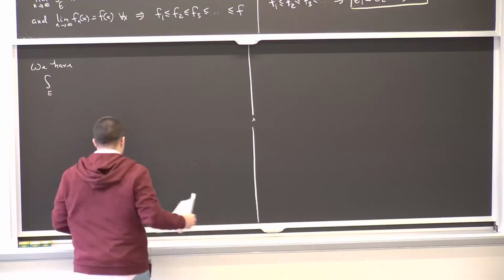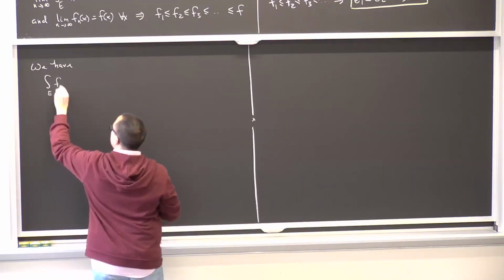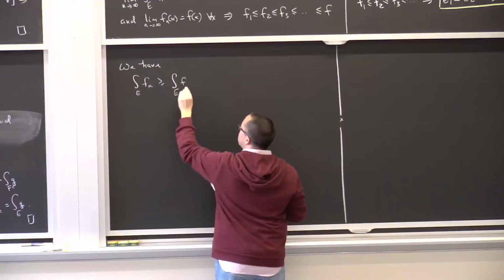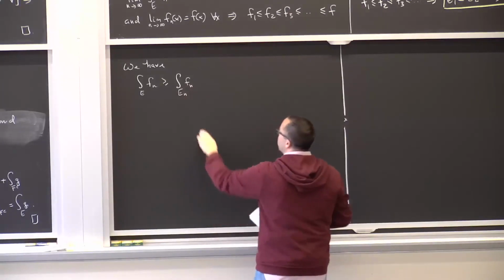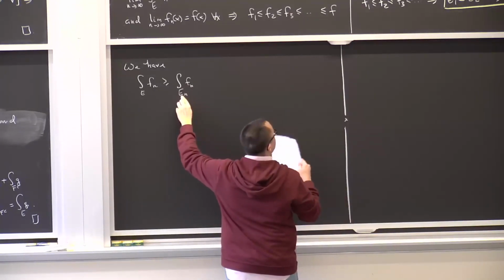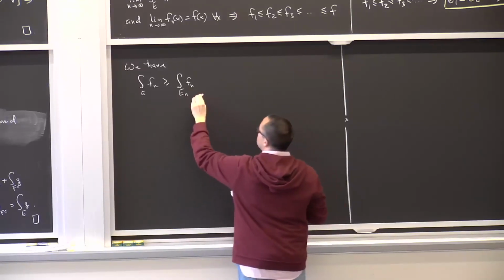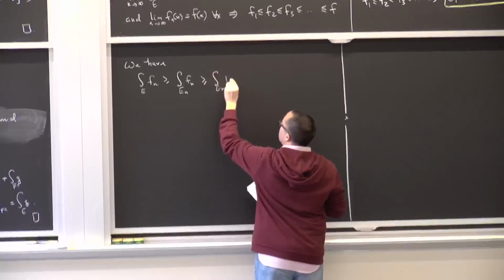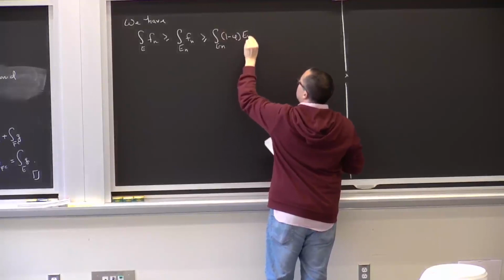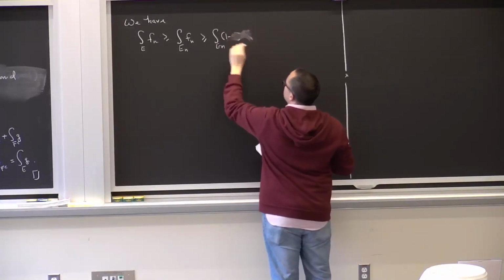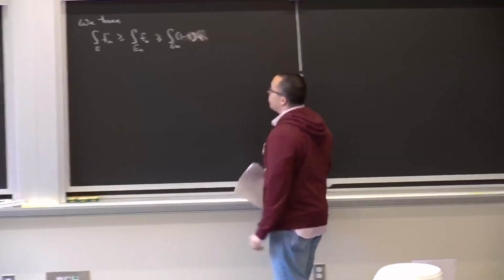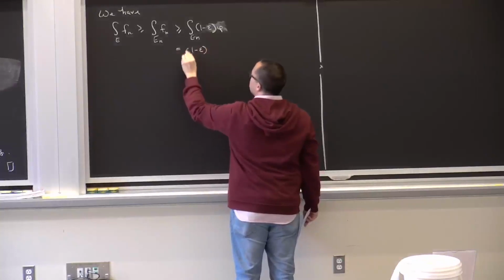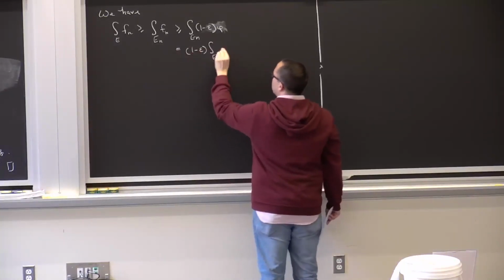integral over E of Fn. This is less than or equal to the integral of Fn over a smaller set, so E sub n. Okay? Now, on E sub n, remember, the E sub n's are defined as where Fn is bigger than or equal to 1 minus epsilon phi of x. So this is bigger than or equal to the integral over E sub n of 1 minus epsilon phi, which is equal to 1 minus epsilon times the integral over E sub n of phi.